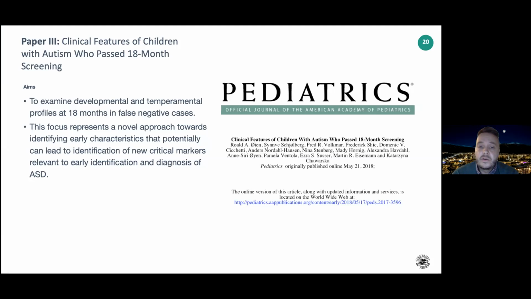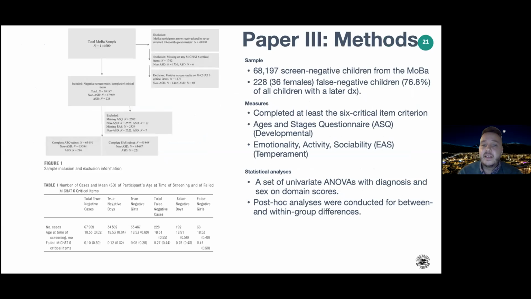And then when we try to look at the MChat and how well it performs in this population, we looked at developmental and temperamental profiles at 18 months in these kids that were actually missed. So we did a study that actually showed that, including 68,197 children, 228 of them had ASD, all of them passed on the MChat.